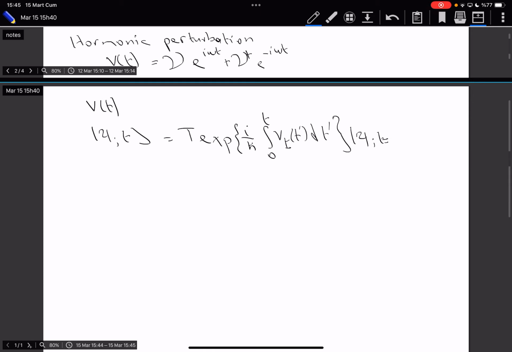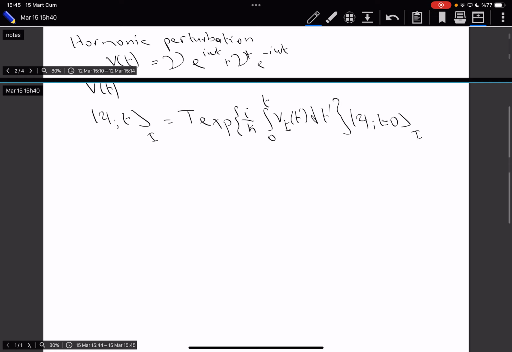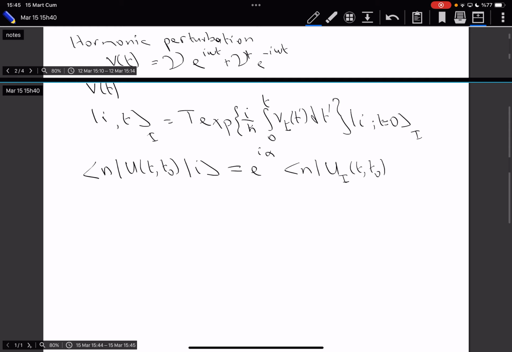Psi at t equal to 0. These are all interaction pictures. Now we say that this matrix element from some initial state to some final state n was equal to, up to a phase, these are interaction picture states. Well, it doesn't make any difference here.